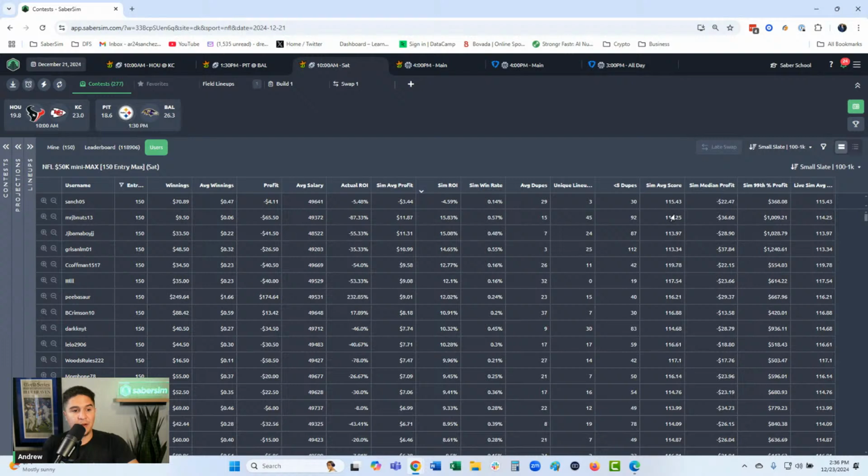If I want to play 115, I need to be probably closer to 15 dupes on average. So I could play a sim average score of 115, but I need to cut my dupes in half, or I need to increase my sim average score, right? One of these two will work.